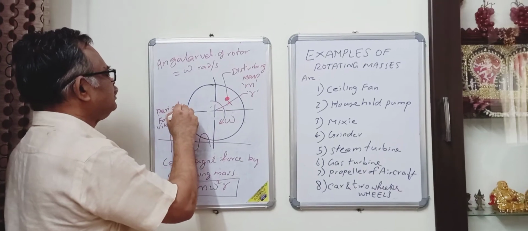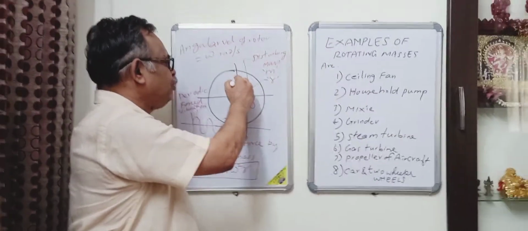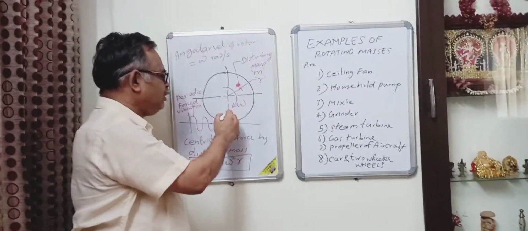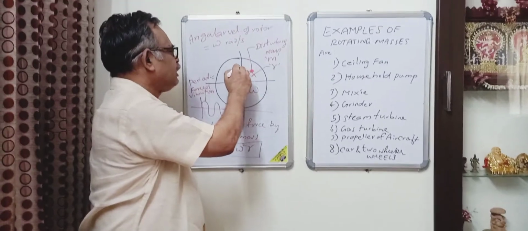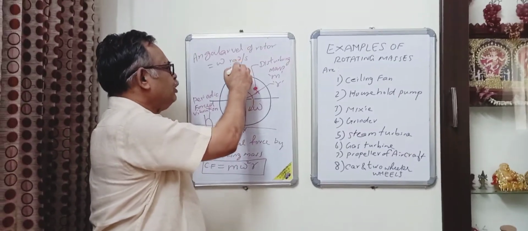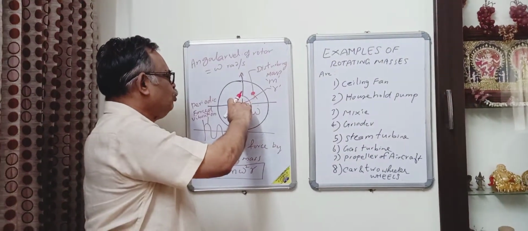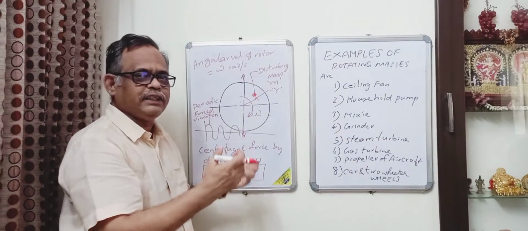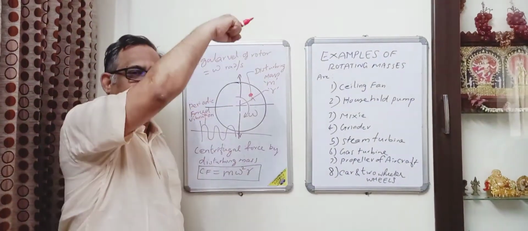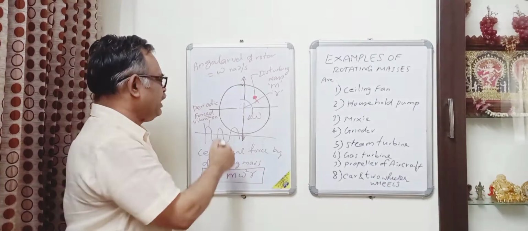Because of this, the system will vibrate. When it goes to the top, it will be maximum. When it comes down here, it will act downwards to the maximum extent. When it comes here, it will act in the upward direction to the maximum extent. So if the rotor is mounted on a casing, it will try to pull up the casing and press the casing alternately, and it will create vibration.